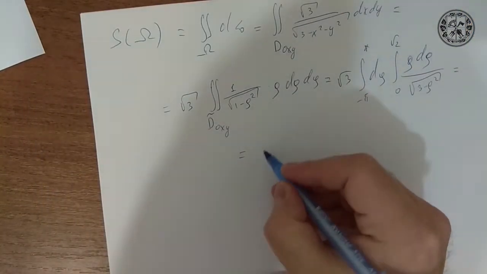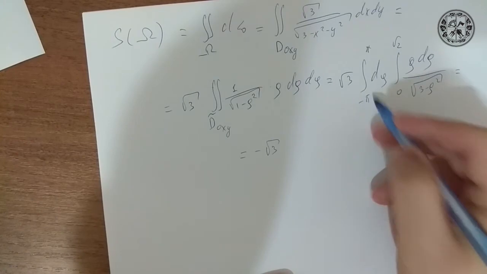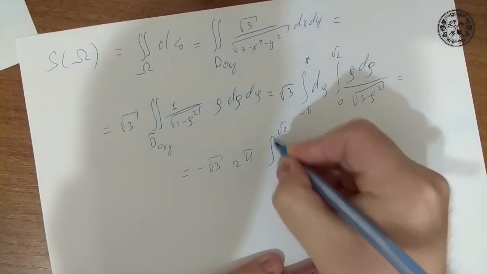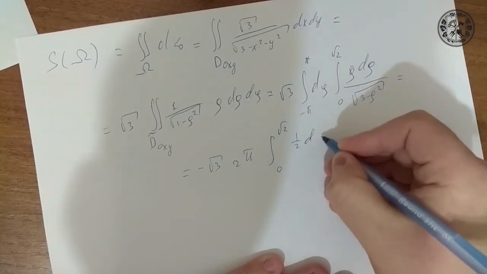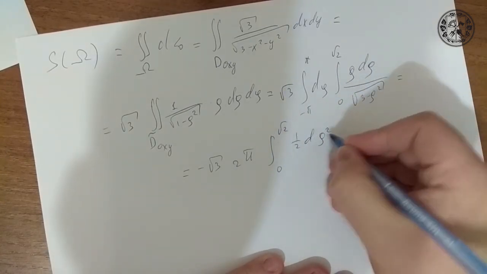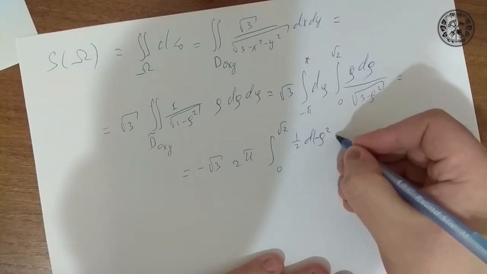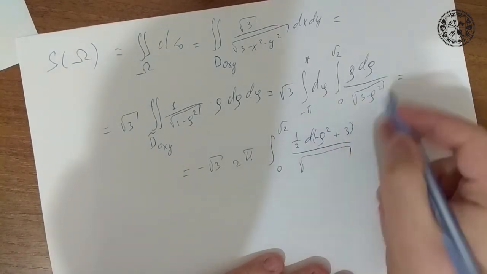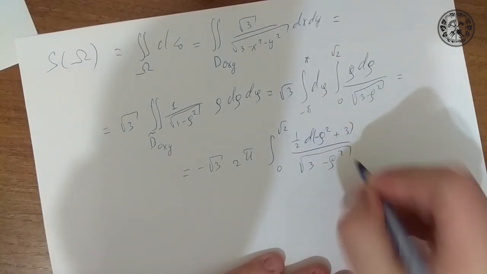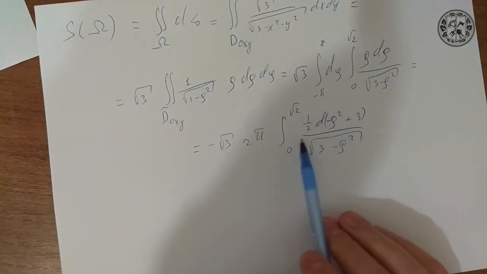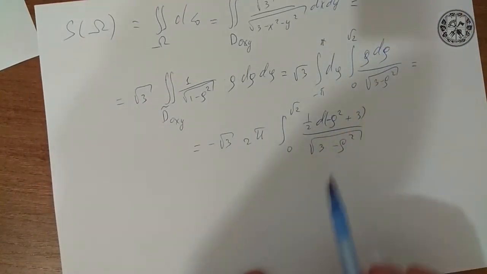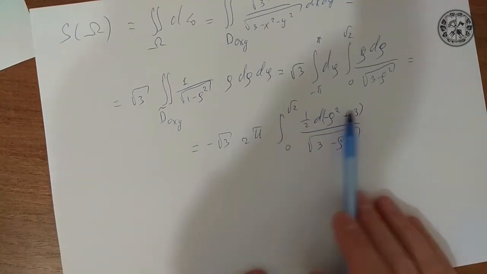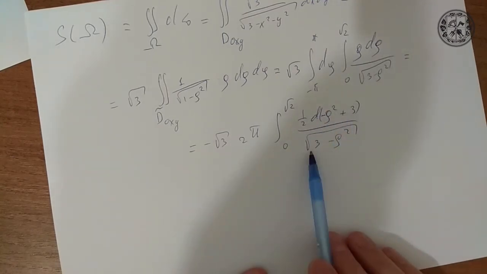Now we get minus the square root of 3 times 2 pi, integral from 0 to the square root of 2 of 1 over 2, d of minus rho squared plus 3, divided by the same under the root, 3 minus rho squared. So we just brought rho under the differential here and we got rho squared. Now we brought minus out, we get minus rho squared, and we added 3, so we get the same as here in the denominator.